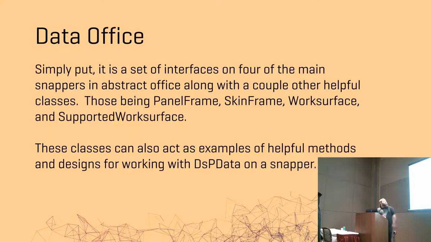So we're going to start off with Data Office. Some of you might have seen it. It got pushed out with 9.0. But what it is is just a set of interfaces on the four main snappers that you use in Abstract Office: talking panel frame, skin frame, work surface, and supported work surface. There are also a few other classes as part of Data Office to help facilitate working with DSP data on those snappers. They also provide a little bit of extra functionality, and these classes can act as a nice example for how you might want to work with DSP data generically on a snapper.